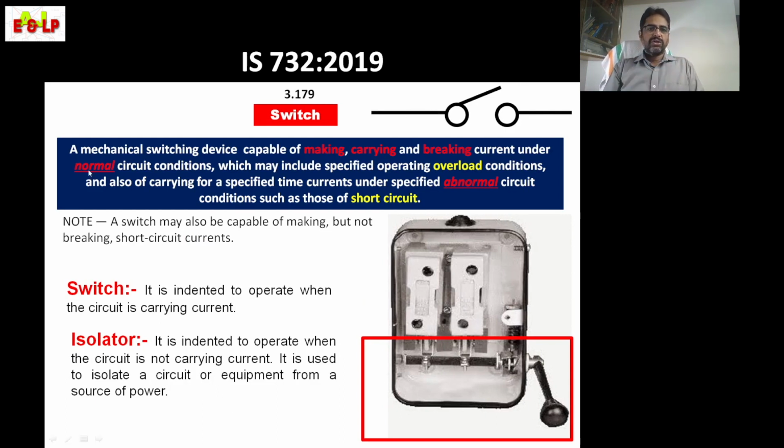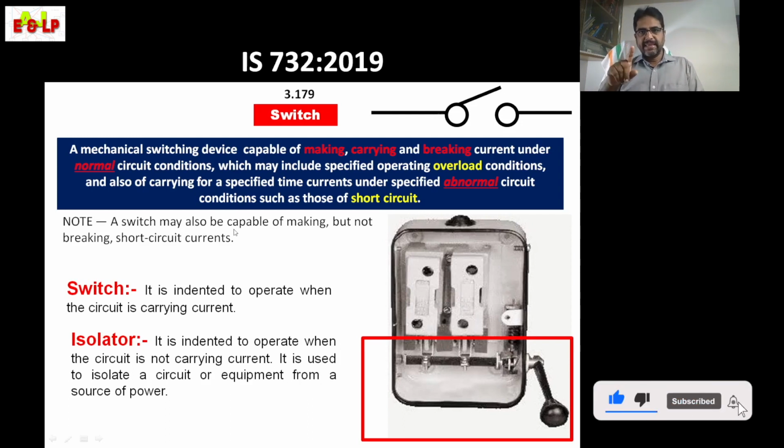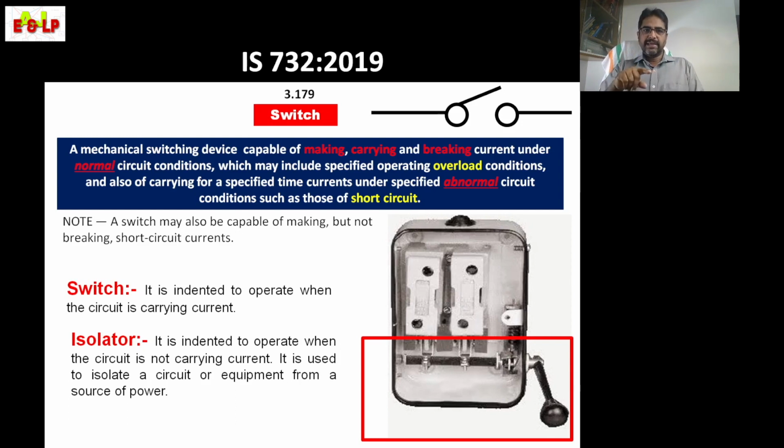See the note under this definition. A switch may also be capable of making but not breaking short circuit currents. Actually, a switch itself will not protect a circuit. Suppose in the conventional type of switch, we add a fuse there. So it will be called a switch fuse. Then the fuse will protect the circuit. That is what is meant there.